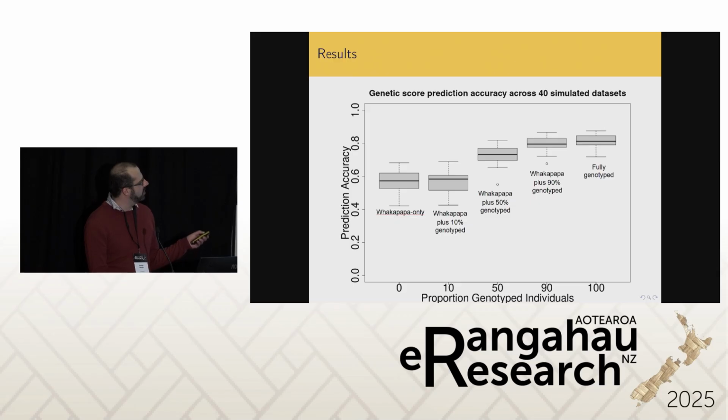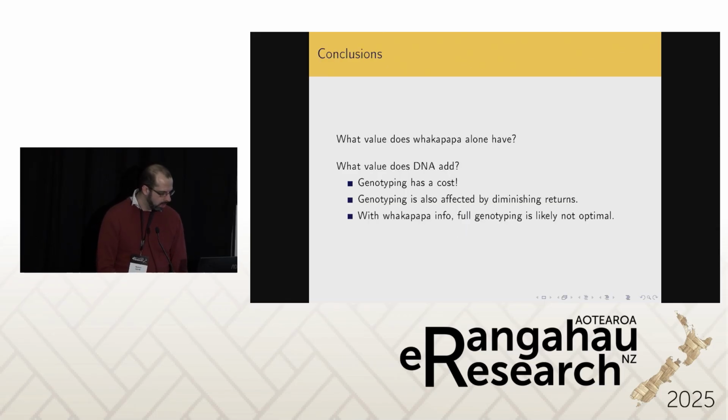We're getting 60% accuracy just purely from whakapapa and 80% when everyone's been genotyped. But with, say, 50% of the population genotyped, we're most of the way there. And 90% genotyped is almost the same as genotyping everyone. And genotyping is expensive, and we can see diminishing returns.